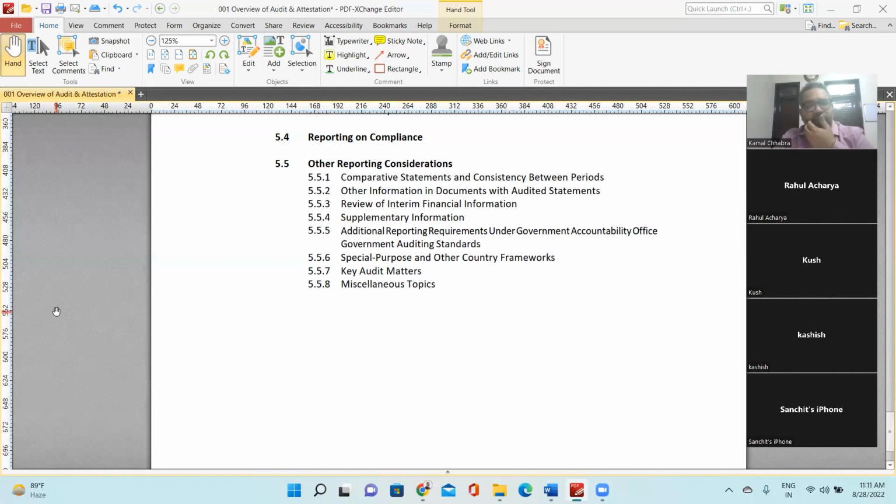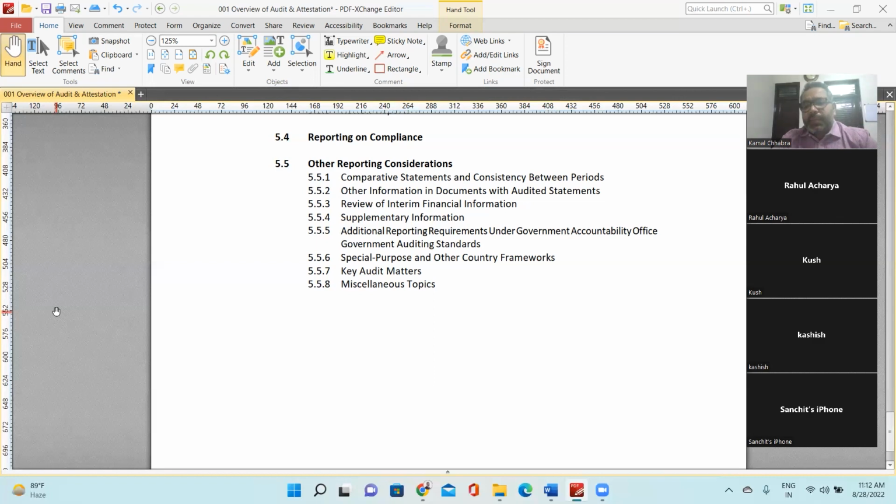Then we'll be covering review of interim financial information. Like we covered in the review engagement, this is very much similar to it. Some of you already have experience of limited reviews and quarterly reviews. Similar to that, it's almost the same as what we have studied in the review engagement. So it's quite a quick recap of what we have studied already.